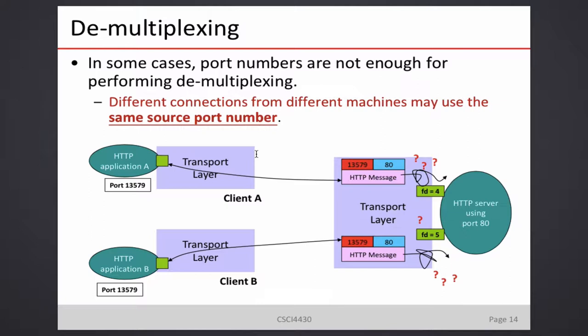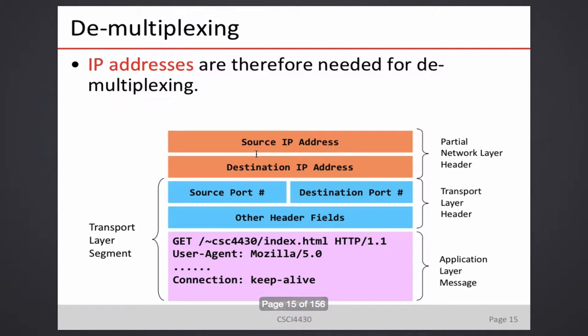You cannot trust this mapping anymore, because there are chances that although these two are coming from two different hosts, they will use the same source port. So that means that this transport layer is not very self-contained. If I only use the port number to differentiate which connection it is, you fail. Why I say that it's not self-contained: we need the IP address as well.